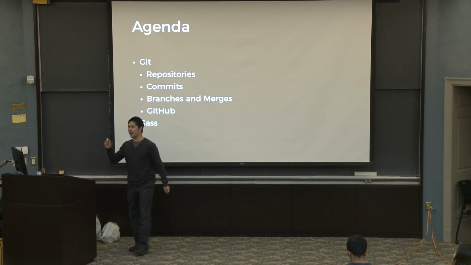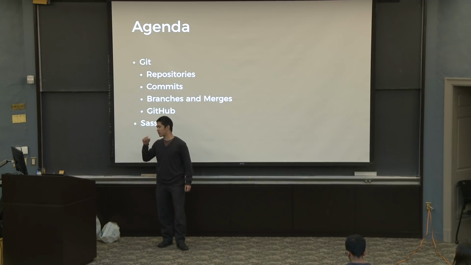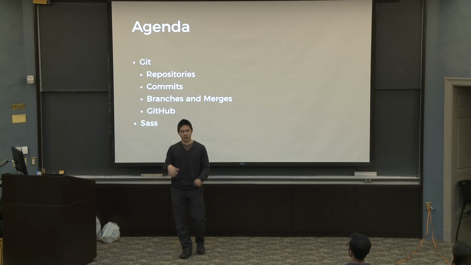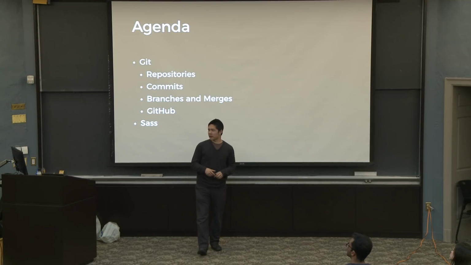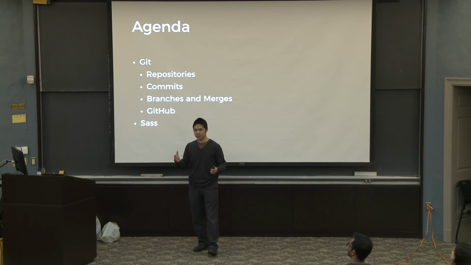Just for a show of hands, I'll just do the faces. If you've used Git before and you feel comfortable with it, green smiley face. If you've never used it before, red frowny face. If you're somewhere in between, yellow. OK, so sort of all over the place. A bunch of people have used it before. A bunch of people have never used it before. So if you've never used it before, this will be a good introduction. Even if you have used it before, hopefully you'll get a bit more of an understanding of it here.